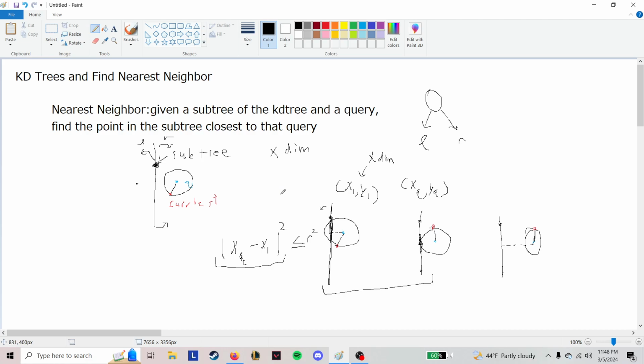It was probably a bit of a long-winded explanation, but hopefully you found it useful, and hopefully that allowed you to understand KD trees a little bit better.